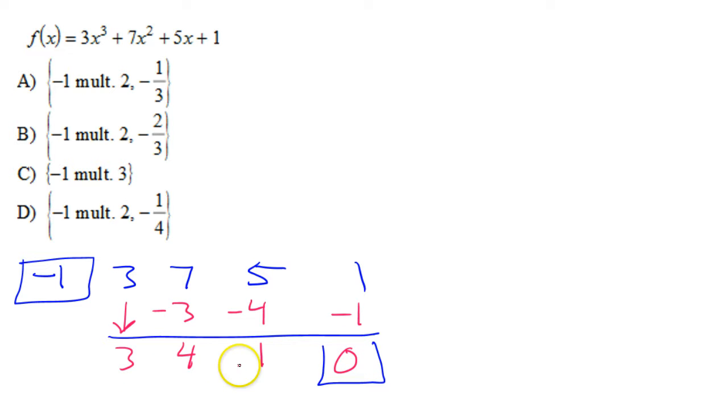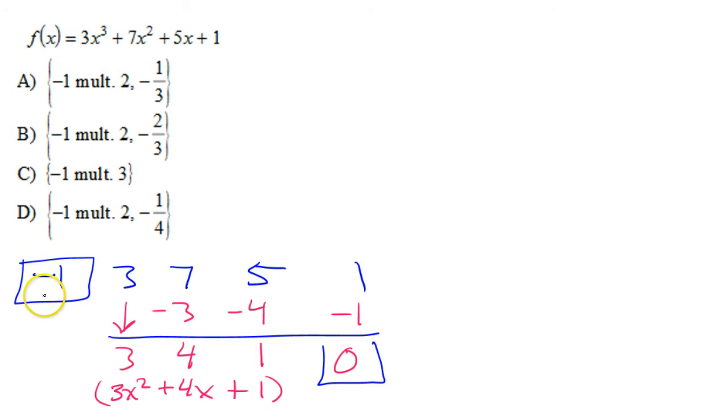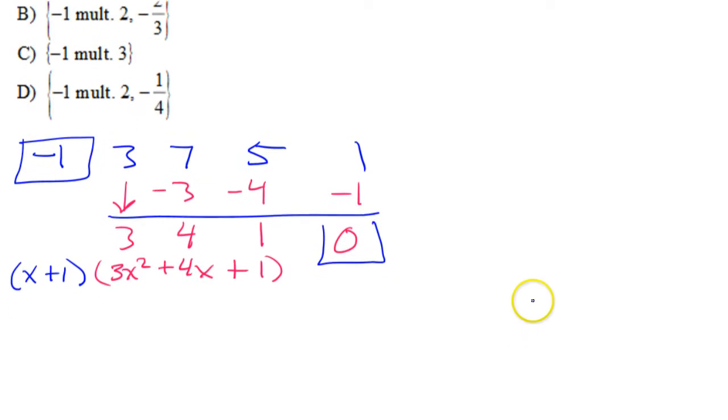Now, if I turn this back into a trinomial, this must be 3x squared plus 4x plus 1. This 0 or root of -1 would come from a factor of x plus 1. So far I have factored the original polynomial down to this. Now I'm betting that we can factor this trinomial further. So let's go ahead and do that.